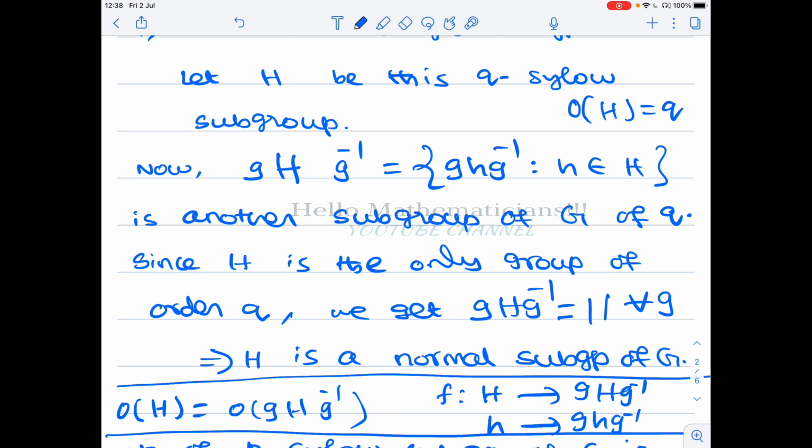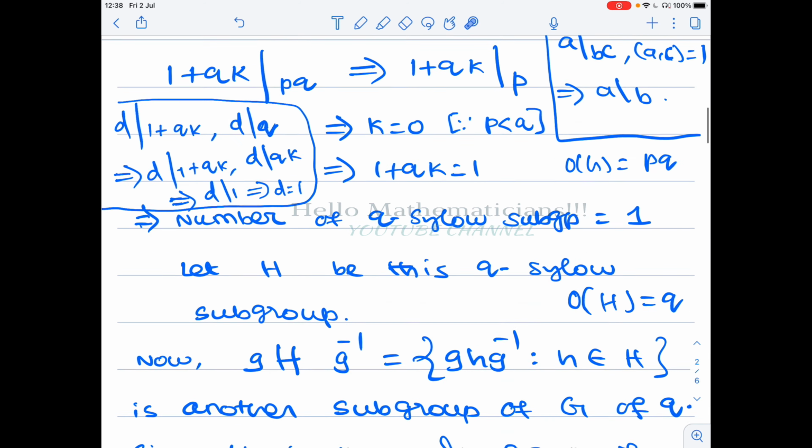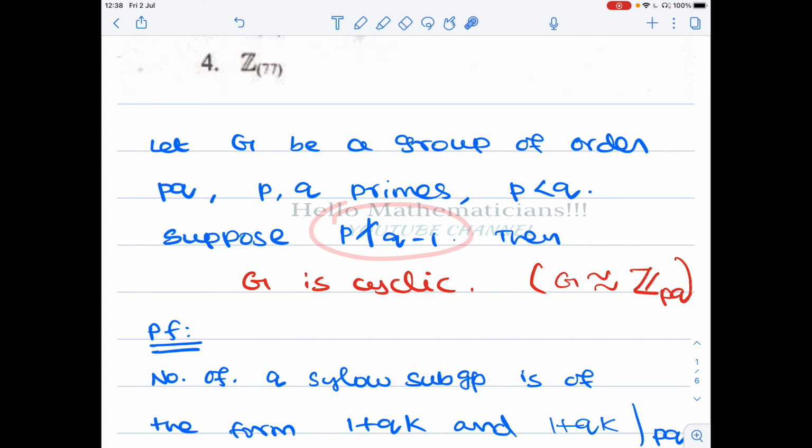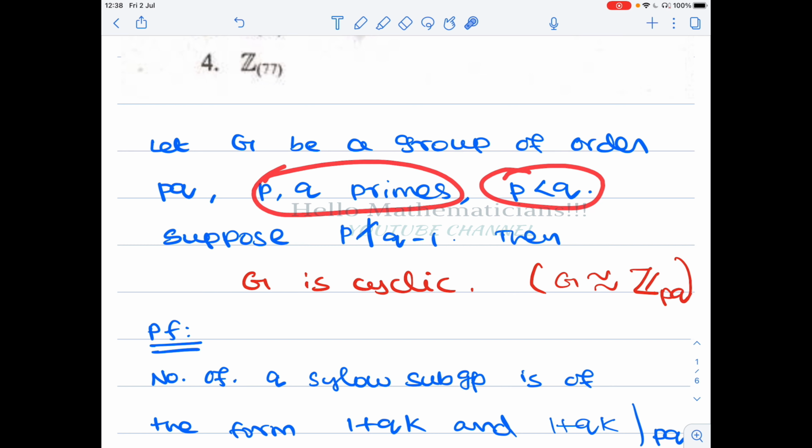Sorry for the typo, H for all g. This is an equivalent condition for a subgroup to be normal: if gHg inverse equals H for all g in G, then H is a normal subgroup. Therefore, we conclude that the q Sylow subgroup is normal in G. So far we haven't used the condition that p doesn't divide q minus 1. If you take any group of order pq with p and q primes, and q is the largest prime, then the Sylow subgroup corresponding to the largest prime will always be normal.